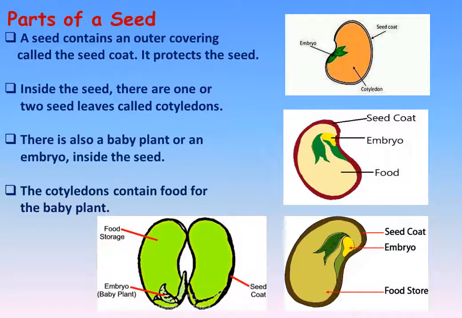Then, the cotyledons contain food for the baby plant. Just like humans, plants also need certain things. So the food is obtained by the baby plant through the cotyledons. So this is the structure or parts of a seed.